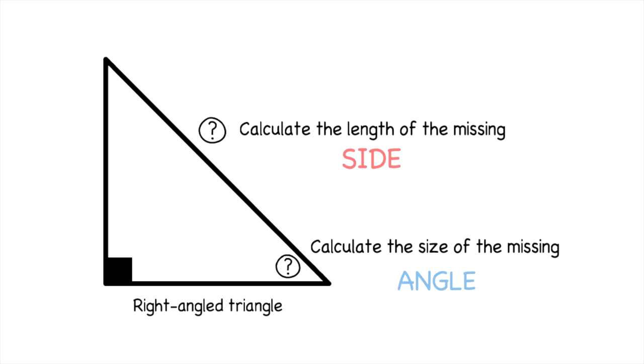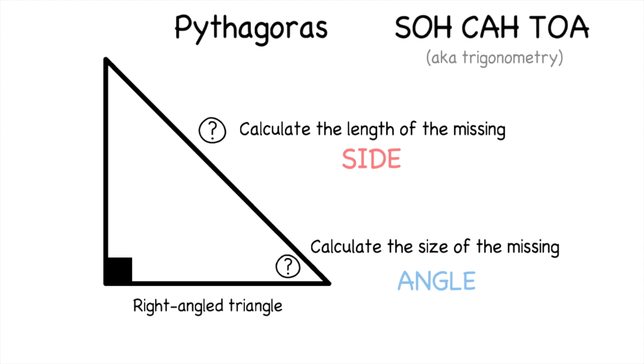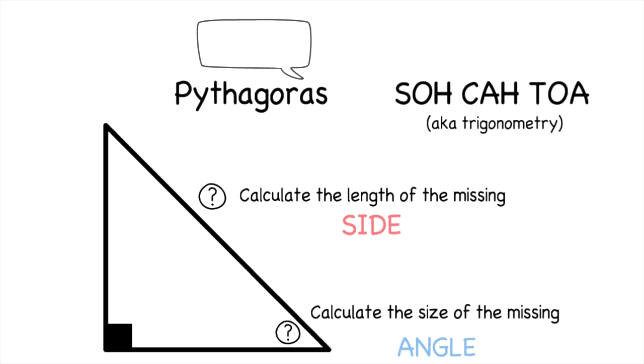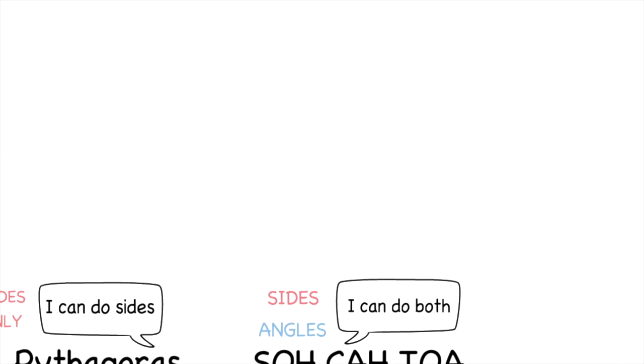With right-angled triangles, there are two methods that really should spring to mind. The first one is Pythagoras, and the second one is SOH CAH TOA, which is part of trigonometry. Pythagoras is used to find missing sides only, but SOH CAH TOA can do both. You can use it to find the missing side or the missing angle. So let's take a look at what SOH CAH TOA actually means.